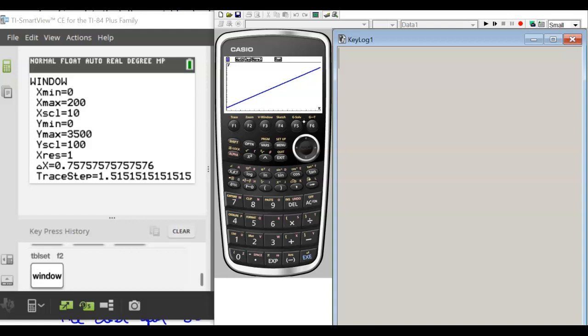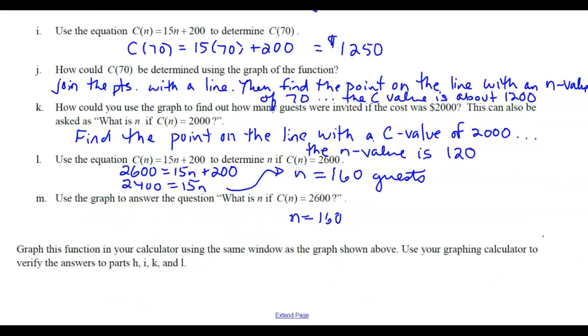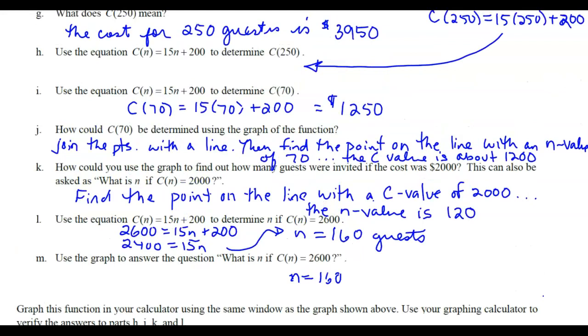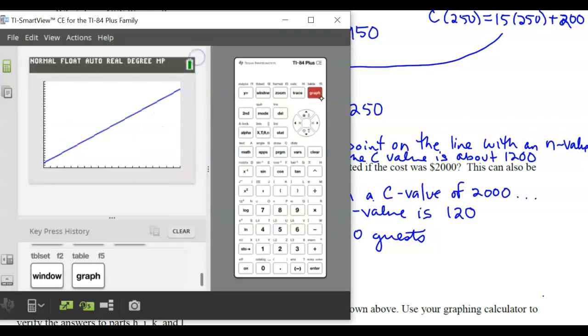So then let's look at what we're asked. So we're asked to do this for part H. So part H asked us, guys, listening. It says use the equation to determine C of 250. We're going to use our graph. So our n value is 250. So on our TI, okay, we are on our graph. Here's what you do for TI.